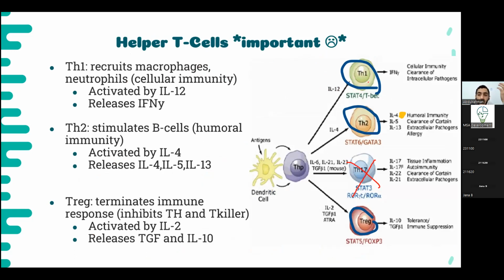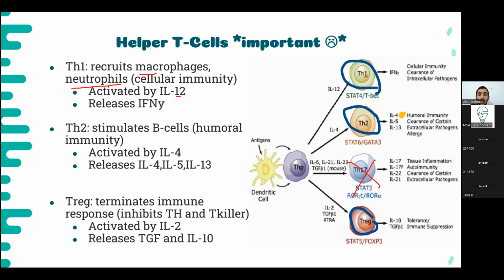T helper 1, what does it do? It activates the cellular response, so it activates macrophages and neutrophils. Okay, this is the function of it. Now, how to remember that T helper 1 is going to be activated by interleukin 12 is basically, you see the 1 here, try to associate this one with this one. So T helper 1 is activated by interleukin 12.